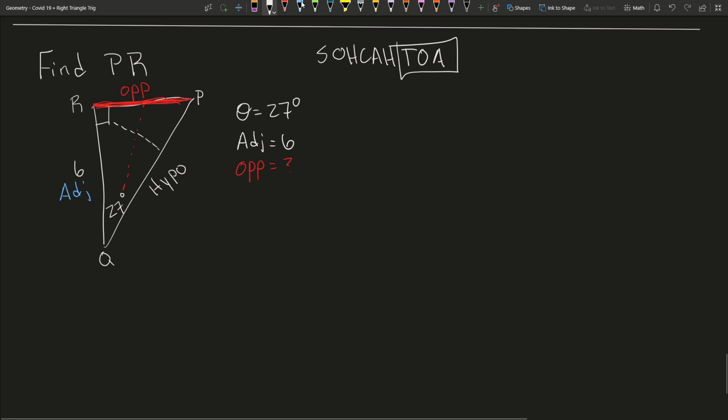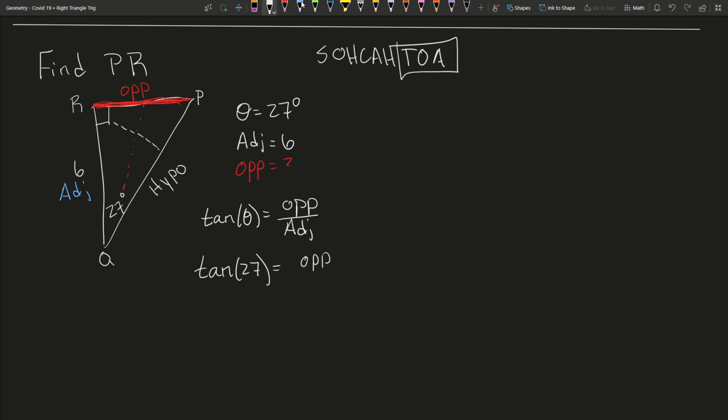So when we set up our equation, we get tangent of theta is equal to opposite over adjacent. We can substitute in what we know. So tangent of 27 is equal to something over 6. And again, I'll pause there for a second. Are there any questions so far?